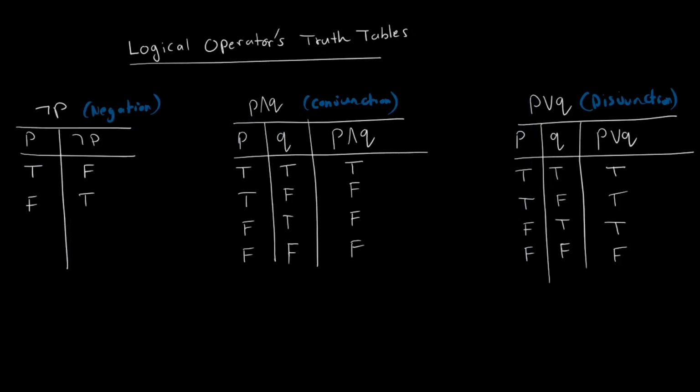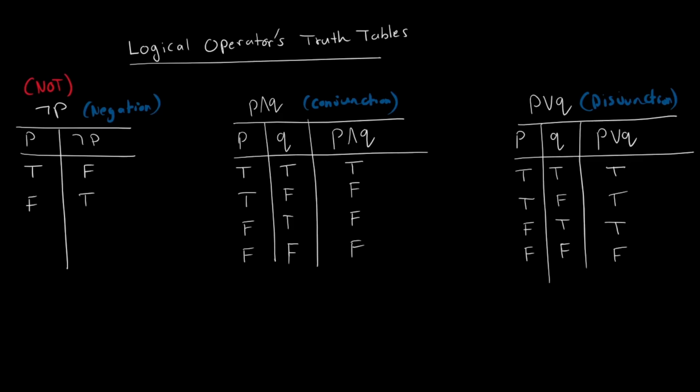So before we do an entire logical equivalence using a truth table, it is important to understand the individual logical operators and their truth tables. So we'll start with these three over here. The very first one that we're going to be looking at is the truth table for negation, which is basically not P. How does this work?